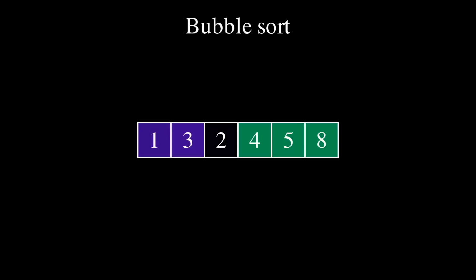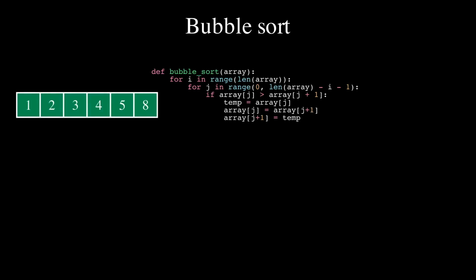1 is less than 3. We are moving to the next pair. 3 is greater than 2, we swap 3 and 2. One more iteration was completed. 1 is less than 2. No need to swap. Now 2 is in the proper place. We completed the sorting. Here is how to implement bubble sort in Python.